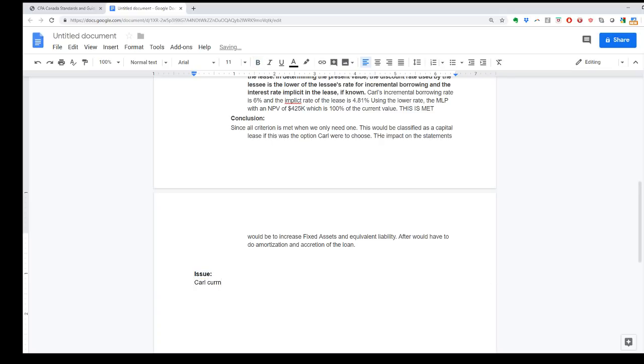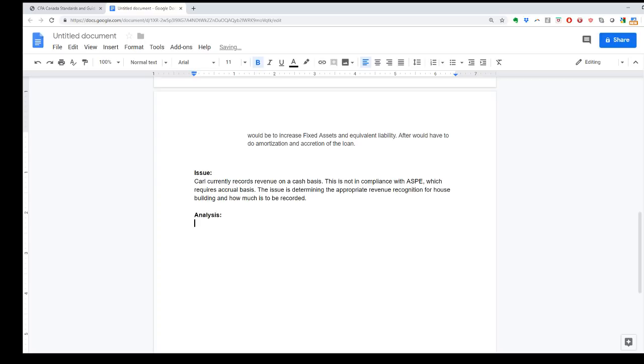Carl currently records revenue on a cash basis. This is not in compliance with ASPE, which requires accrual basis. The issue is determining the appropriate revenue recognition for a house building and how much is to be recorded. And then I'm going to copy from the handbook. Analysis, copy from the handbook.